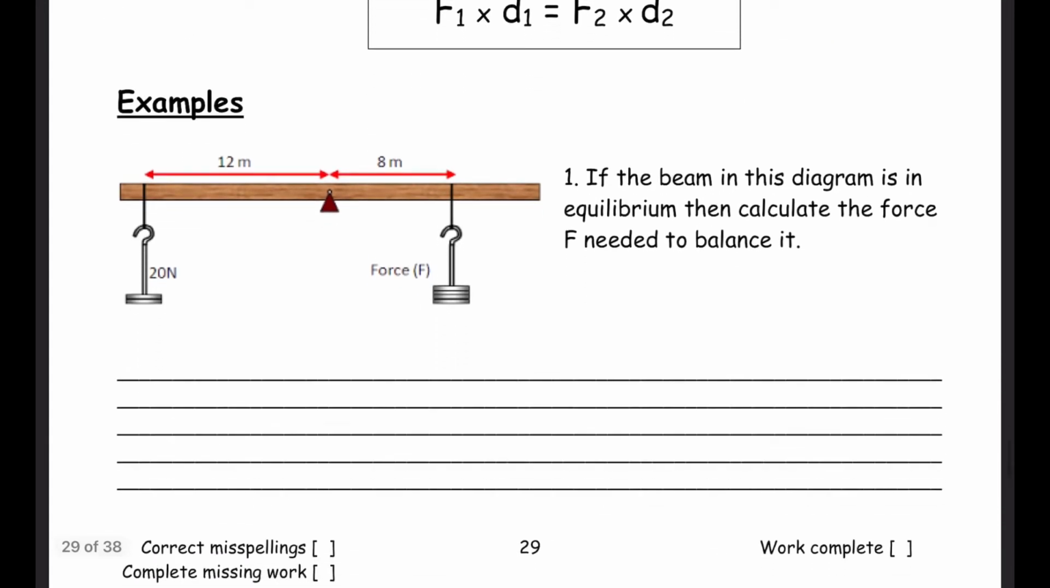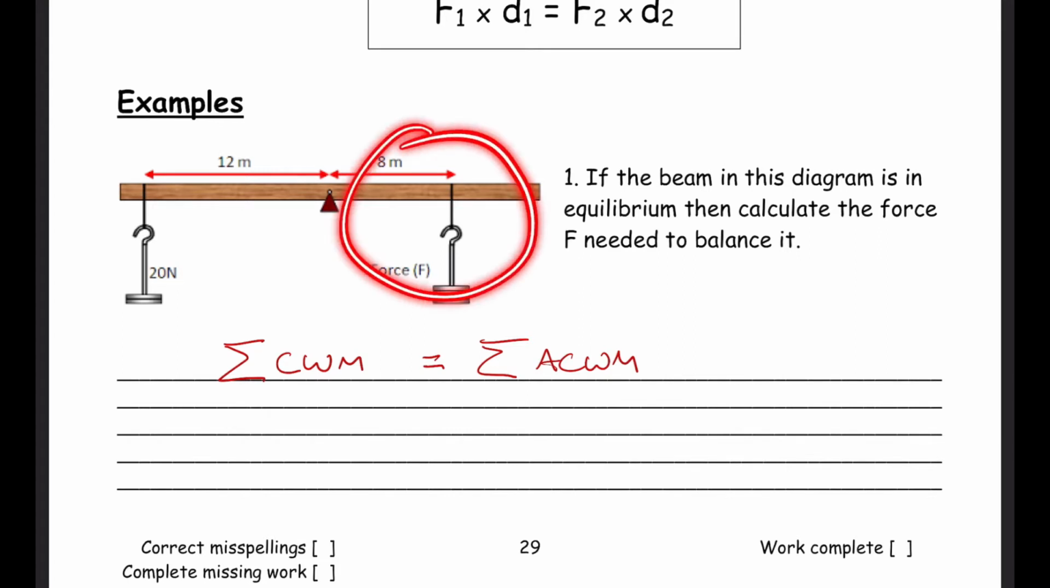Take, for example, this problem from your booklet, which you can fill out along with me as you're watching the video. This problem shows a uniform beam with a 20 Newton weight on one side and an unknown weight on the other side. The 20 Newton weight is 12 meters from the pivot and the unknown weight is 8 meters from the pivot. The beam is horizontal, which means it is in an equilibrium position, which means it's balanced.